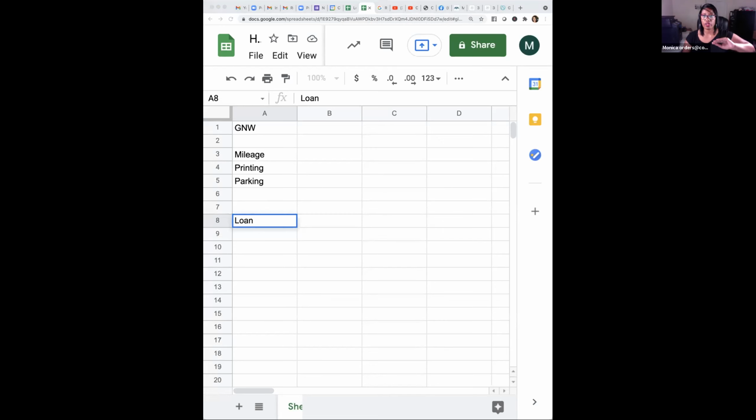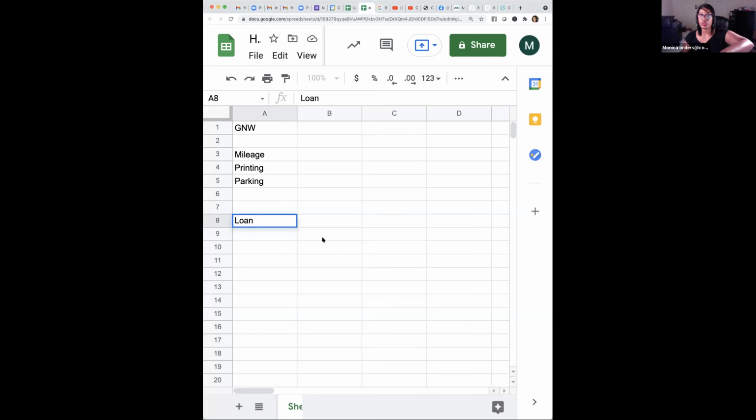So Notary Gadget is what we start with. We come over here and pretend we're doing a new signing, and we pick the address that's the furthest away that we would be willing to go. We calculate the mileage for that, and we do the printing and the parking, and then we come up with our standard pricing for that far away distance. So Notary Gadget is the software we use for that.